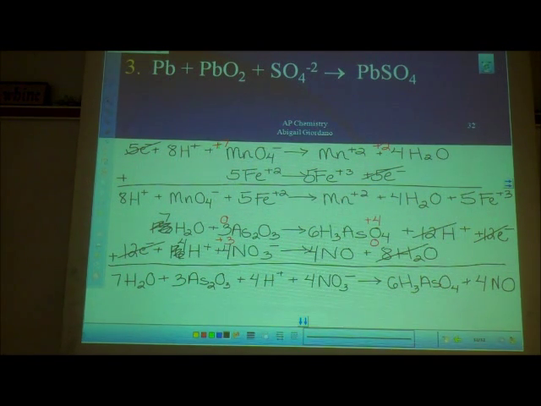Now, guys, there is one last little piece to chapter 4, and it's very, very quick, okay? You'll notice that the instructions for these questions said to balance these in acidic conditions or acidic solution, okay? The very last slide of this chapter says to balance a few of these in basic conditions. Now, does that mean you need to go and memorize a whole new set of rules? No, it doesn't.